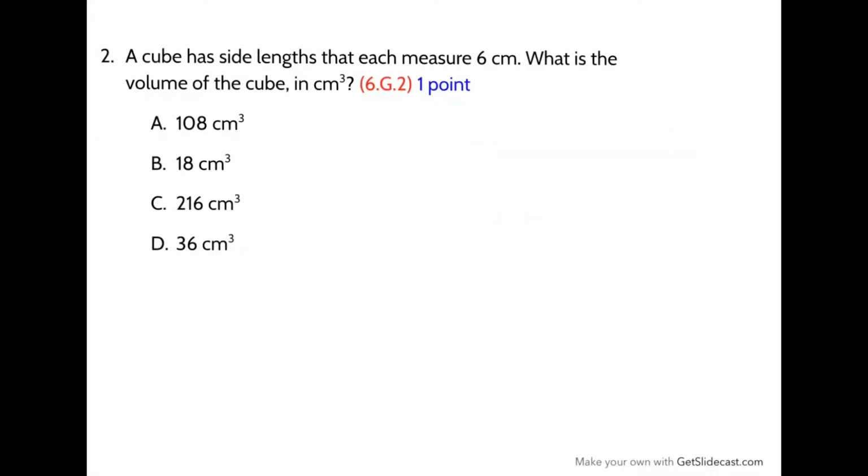Number 2. A cube has side lengths that each measure 6 centimeters. What is the volume of the cube in centimeters cubed? So, once again, our volume equals length times width times height. Since this is a cube, we know that all of the length, width, and height is 6 centimeters. So volume equals 6 times 6 times 6. Now you can go ahead and figure out what your volume is.